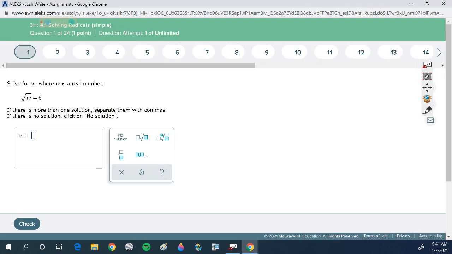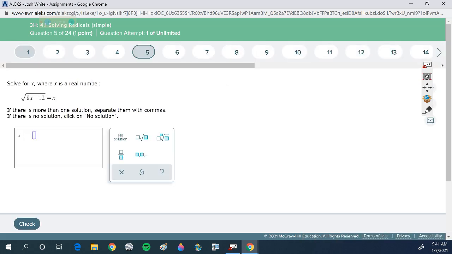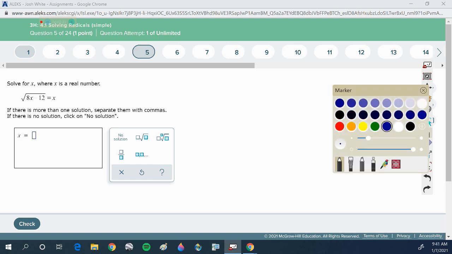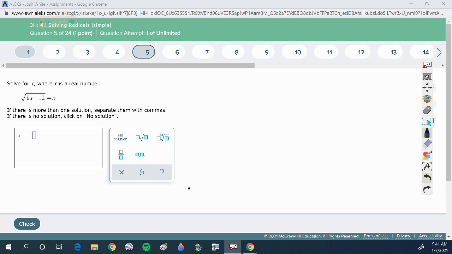So I had you skip questions 5 and 6 last time. It's the same basic idea, it's just a little bit more complicated. On these questions, there will be variables on the other side. So can the square root of 8x minus 12 equal x? Maybe. That's the perfect answer. Why maybe? It depends on what x is.